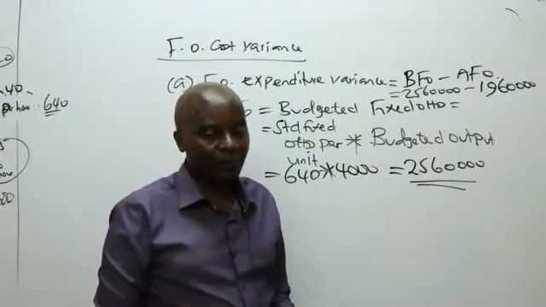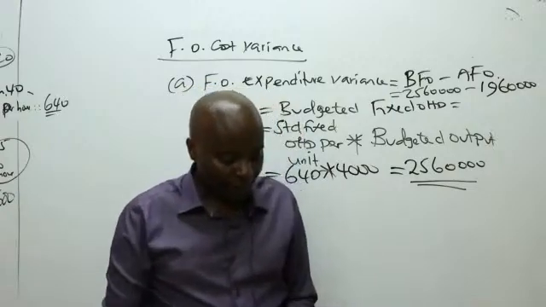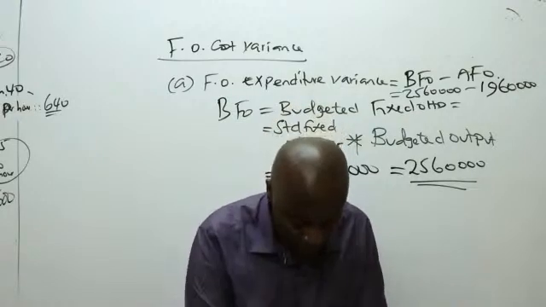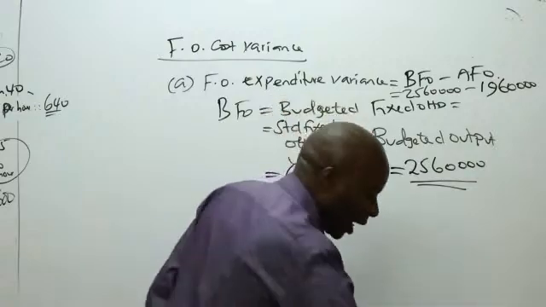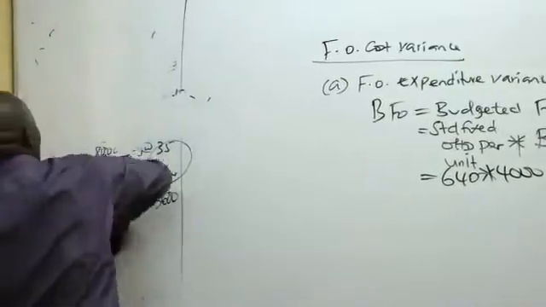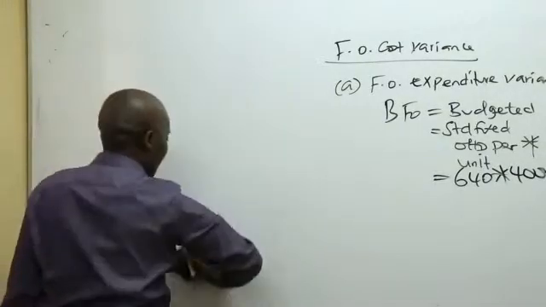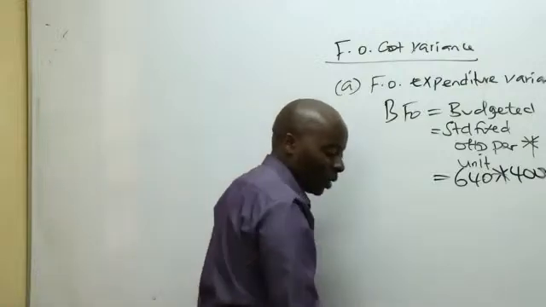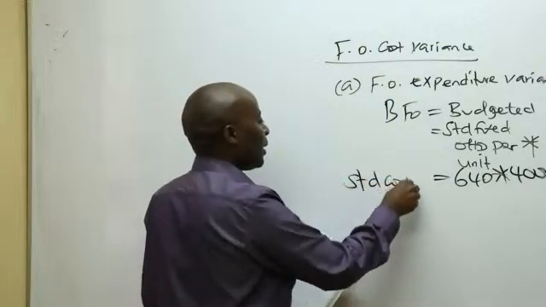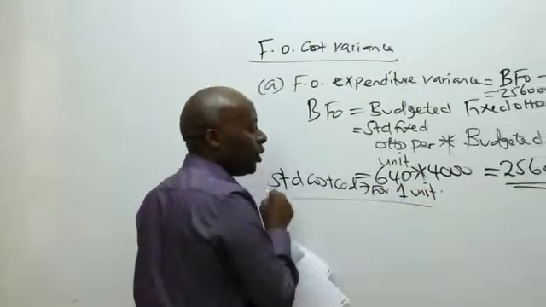A question: kindly explain how 640 is per unit. 640 is for a whole unit, and I'll be able to explain. Ladies and gentlemen, you see the costing that we have here, our standard cost card. Allow me to repeat this. I like questions; questions really help us to learn more. This standard cost card is normally given for one whole unit.